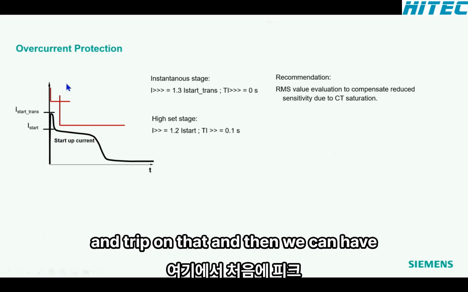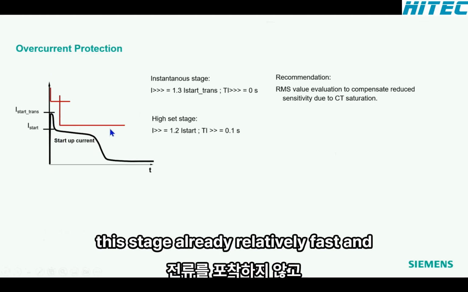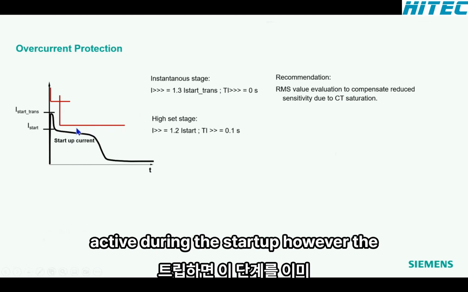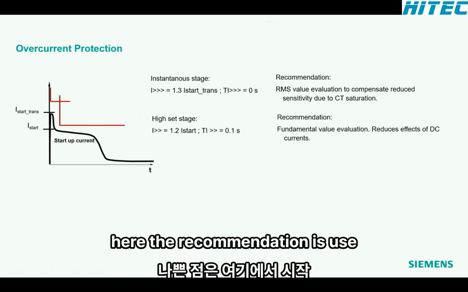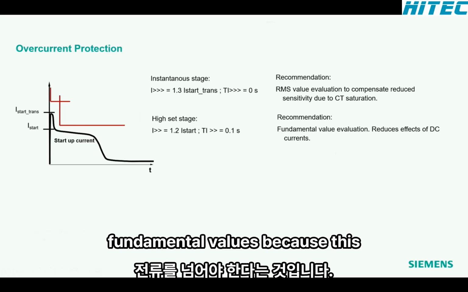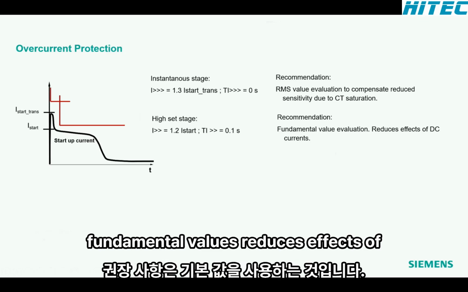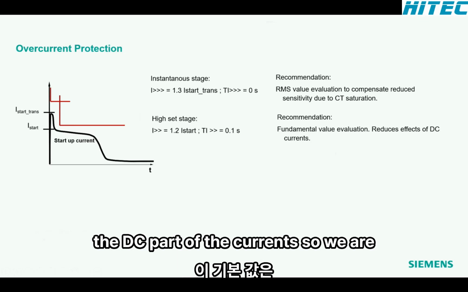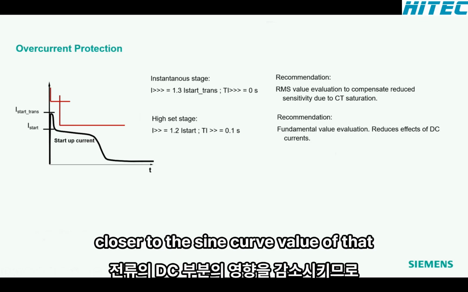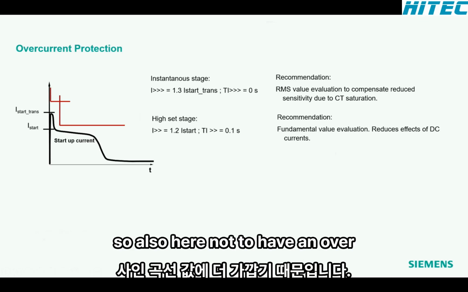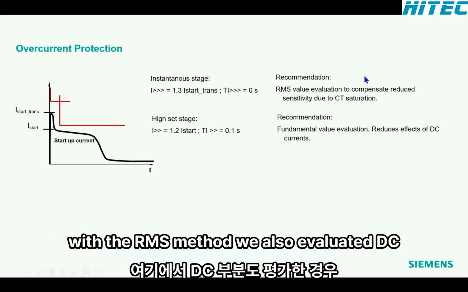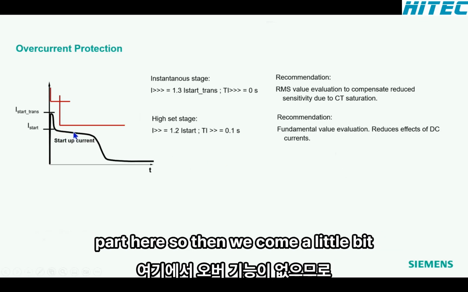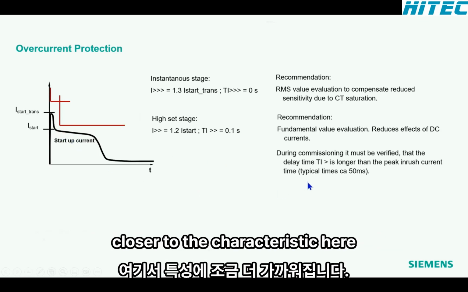And then we can have this stage already relatively fast and active during the startup. However, the bad point is I must be over the start current. Here the recommendation is use fundamental values because these fundamental values reduce effects of the DC part of the currents. So we are closer to the sine curve value of that. So also here not to have an overfunction in that case that we, with the RMS method, we also evaluate the DC part here. So then we come a little bit closer to the characteristic here.